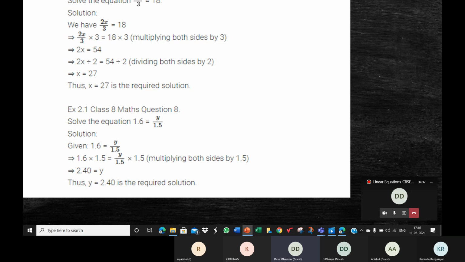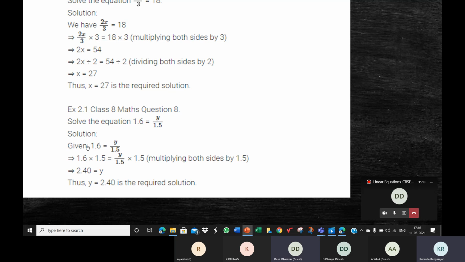1.6 into 1.5, ma'am. So the answer we get is 2.40 for y. What happens to this 1.5 and 1.5? When we divide by 1.5 and multiply by 1.5, they get cancelled. So we have y is equal to, how do you multiply 1.6 and 1.5?